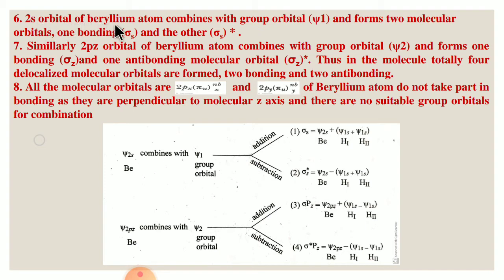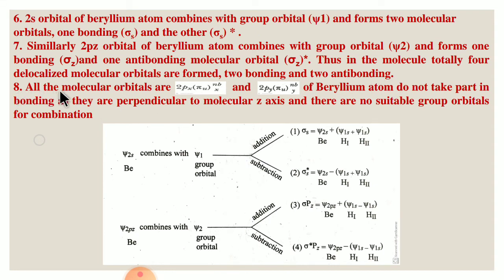The 2s orbital of the beryllium atom combines with the group orbital Psi1 and forms two molecular orbitals. One is bonding, that is sigma s, and the other is sigma s star. Similarly, the 2pz orbital of the beryllium atom combines with the group orbital Psi2 and forms one bonding sigma z and one antibonding molecular orbital sigma z star. Thus, in the molecule, a total of 4 delocalized molecular orbitals are formed, 2 bonding and 2 antibonding.